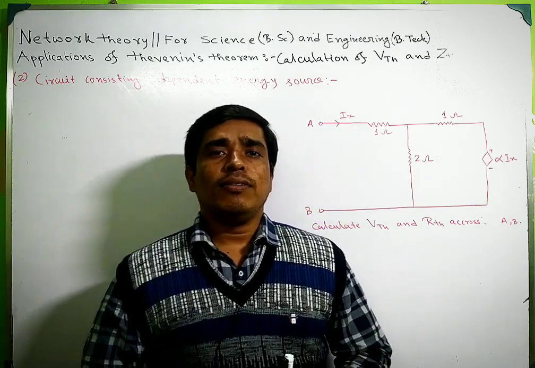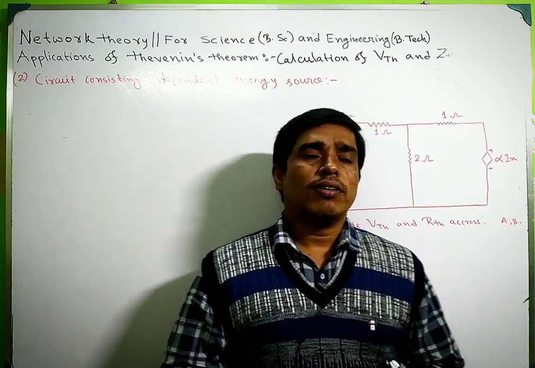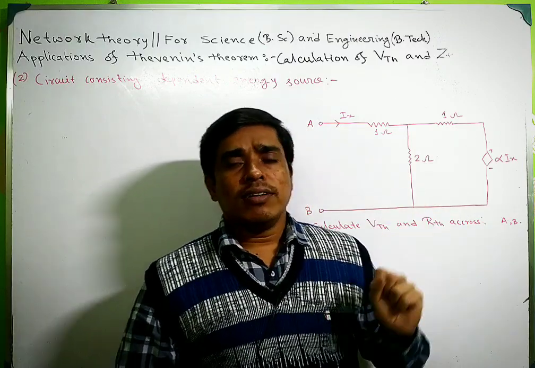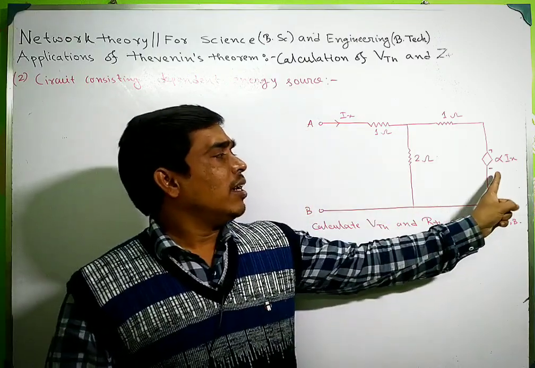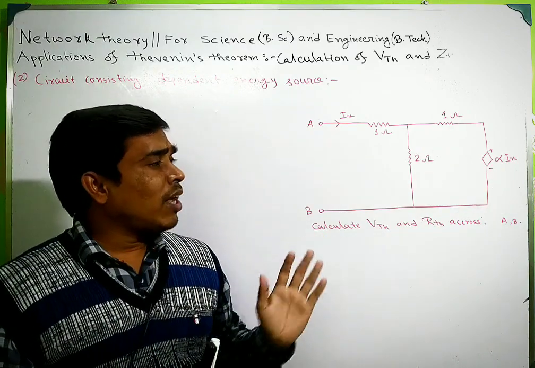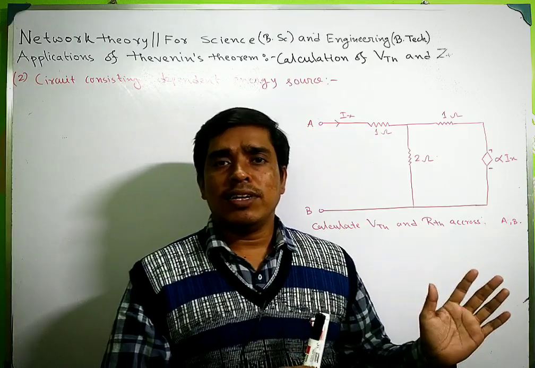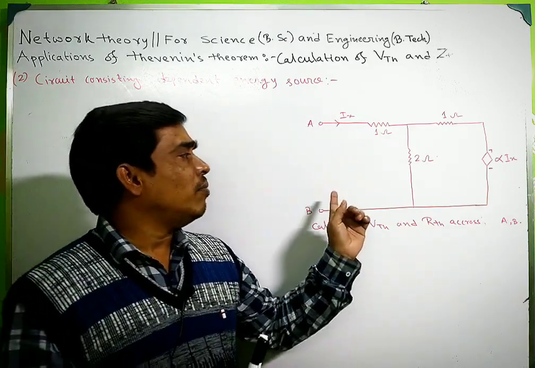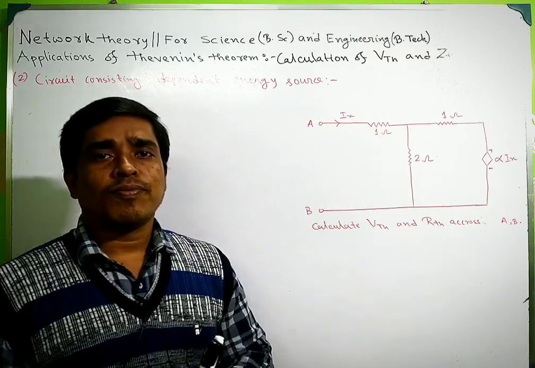Today we will discuss this problem. This problem contains only one dependent energy source. So how do we calculate the Thevenin voltage and Thevenin impedance of this circuit?